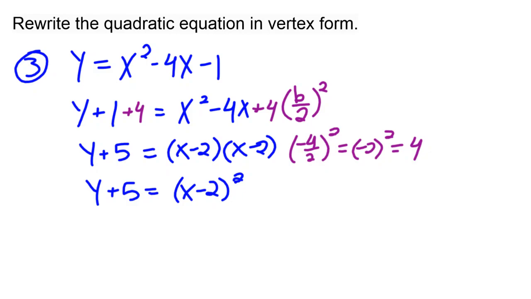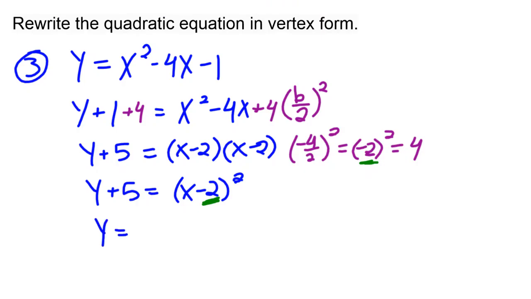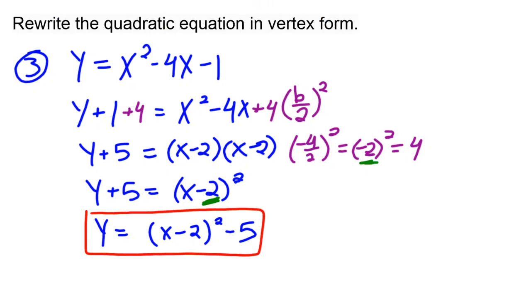And if you like using a little shortcut that I showed you, b divided by 2 gives you a negative 2. That's what you end up with inside the factors here. So you could skip over the factoring process, recognizing that b divided by 2 is what you get inside the factors. Our last step is to get y by itself. And now we have written this in vertex form. Just to remind you, vertex form is a times x minus h squared plus k.